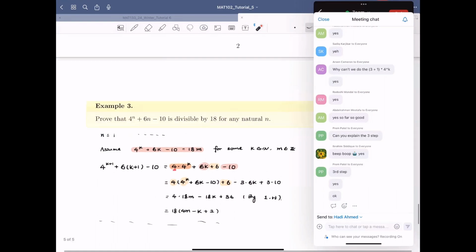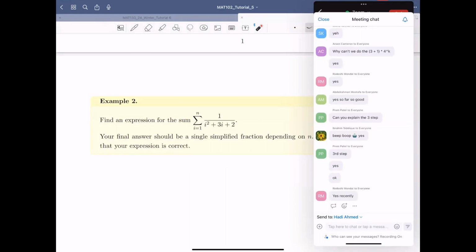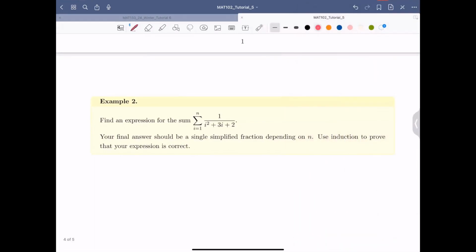Question 2. Did you guys learn partial fraction in 136? Are you guys there yet? Partial fraction? Yes, recently? Okay. Now you can do this. Hint is partial fraction. That's my hint. In other words, you need to write it as something.